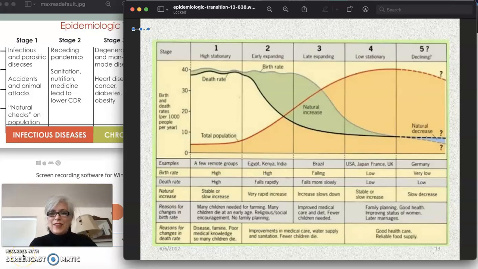Hi students, in this video we will continue looking at this demographic transition model. We were in the late expanding stage 3 when we ended the other video, so let's pick up there.